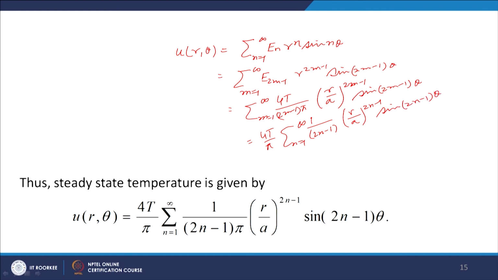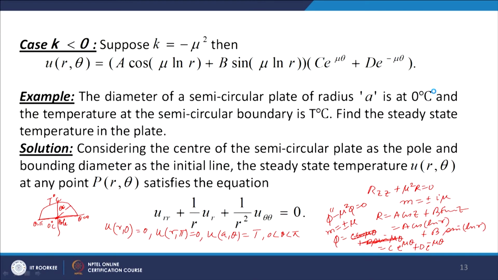Okay. Now, this case k equal to minus mu square can be seen, it is not possible. Because what we have is u(r, 0) equal to 0 when theta is equal to 0. Okay. So, what do we have? u(r, 0) is equal to 0. This means that c plus d is 0, because a equal to b equal to 0 will make u(r, θ) equal to 0. So, we have to take c plus d equal to 0.